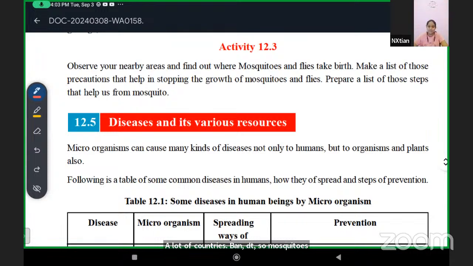Okay, DDT was banned because it had a lot of chemical substances, so it was banned in a lot of countries. Then I've heard that only female mosquitoes bite. That's true, I think so.